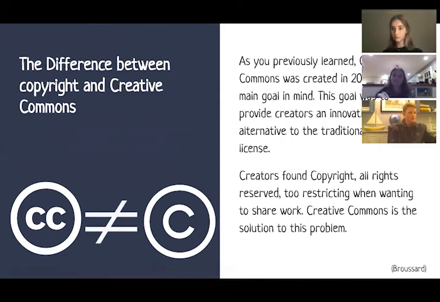The main goal of creativecommons.org creating a Creative Commons license was to provide an alternate license from copyright for creators looking to share their work under their own and protected terms.